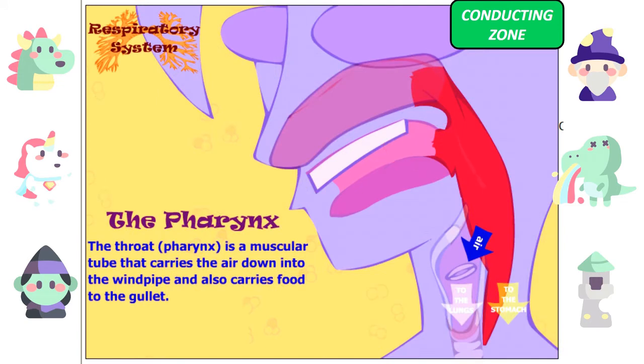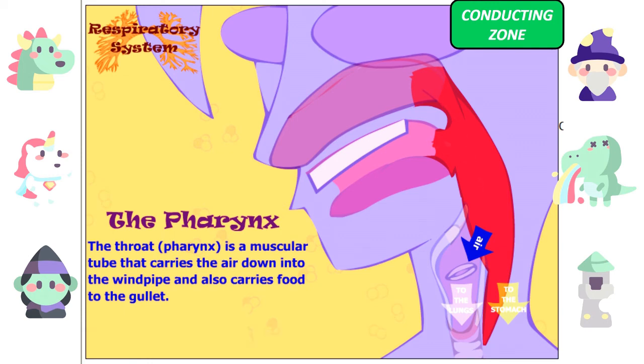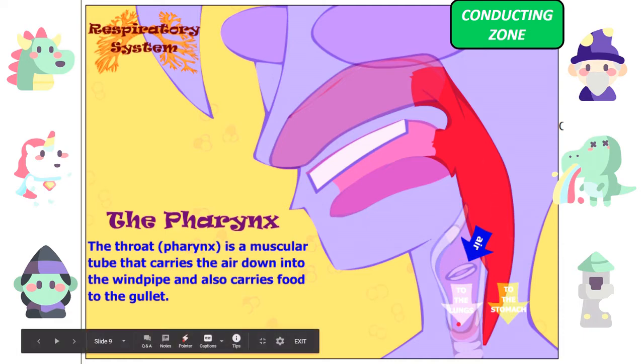The pharynx is the tube that carries the air down to the windpipe, and it also shares the pathway for food. This is the back of your mouth. This is where the air goes in, and when you swallow, this is also where the food goes in. It carries the food and air in a downward direction, either to the lungs for the air, or to the stomach, to the esophagus, for the food.